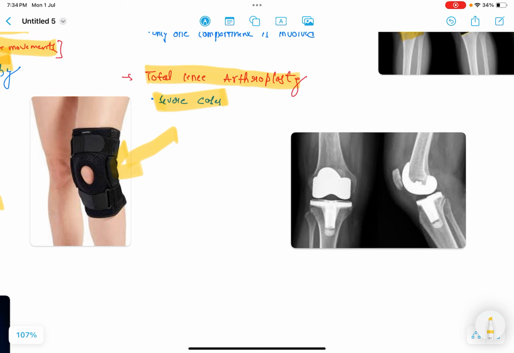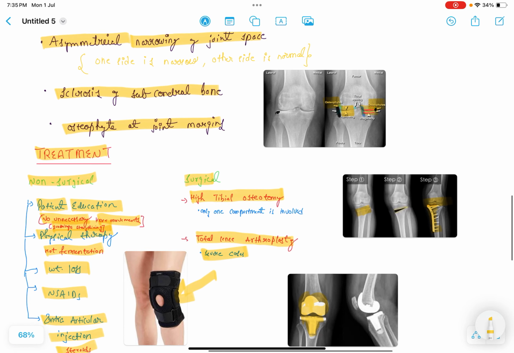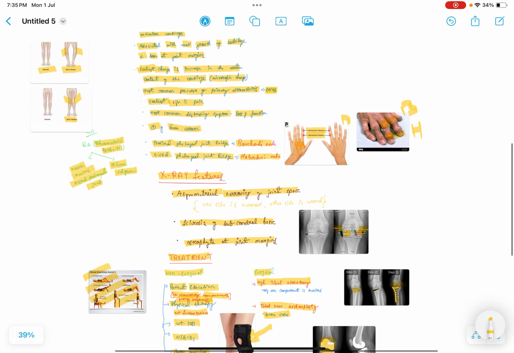We open the knee anteriorly and we place artificial components. This is the total knee arthroplasty. This was about the osteoarthritis.